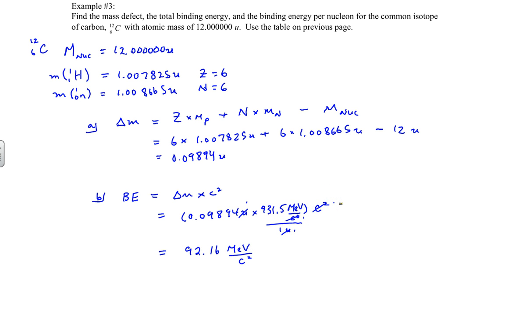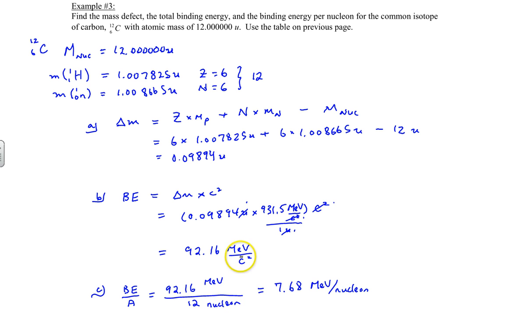So that's the binding energy, and if we want to find the binding energy per nucleon, that's per atomic mass number, you would take 92.16 mega electron volts and divide by how many nucleons. The number of nucleons, we have 6 protons and 6 neutrons, that's 12. And that gives you a binding energy per nucleon of 7.68 mega electron volts. Well, not per c squared, just mega electron volts per nucleon.